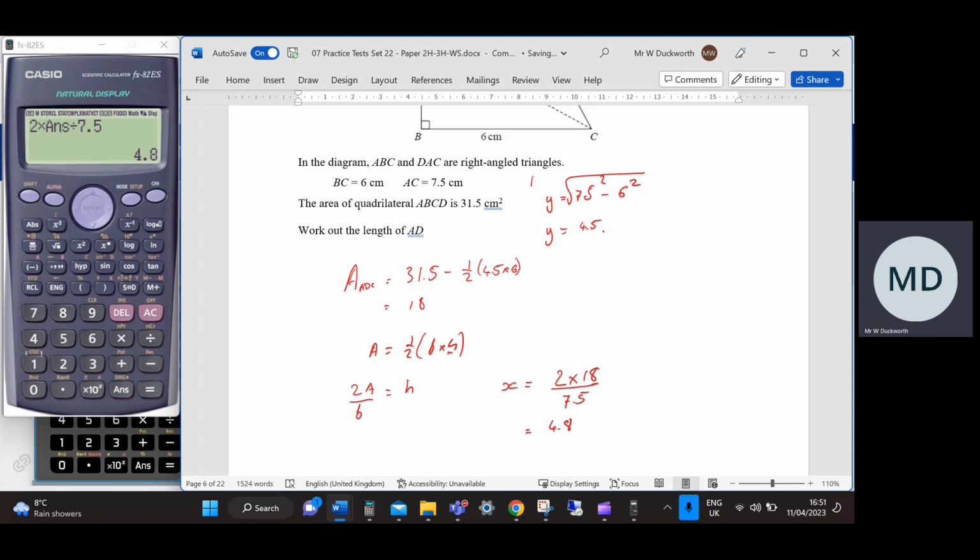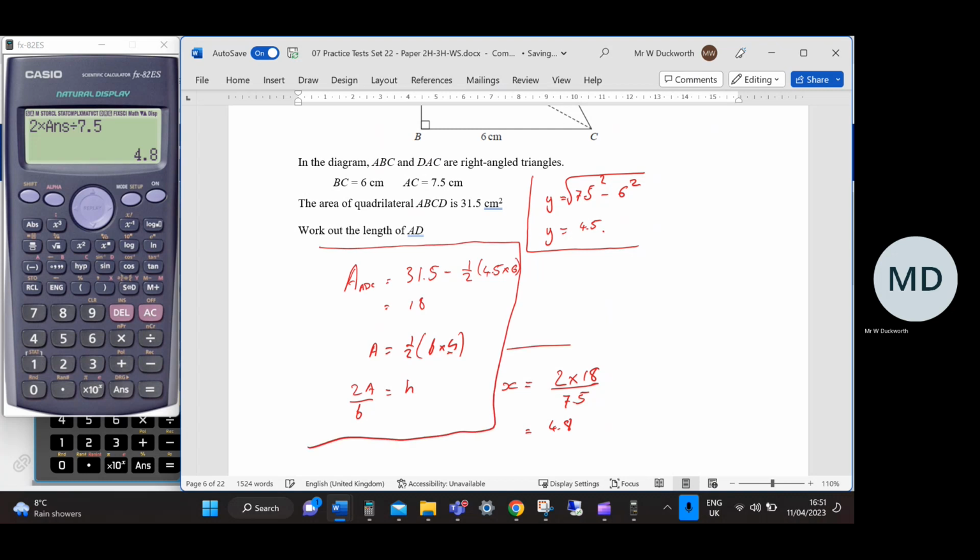I'm going to section this off into the stages that I did it, just to make it a little bit clearer. That's the first step. That's my second step. That's my third step.